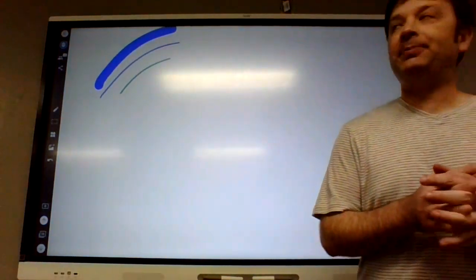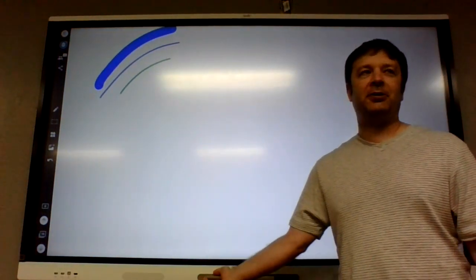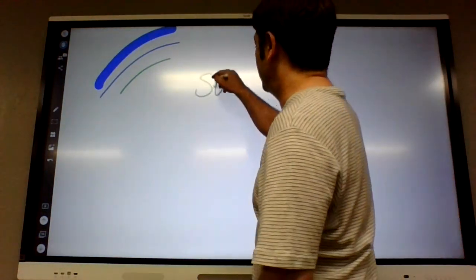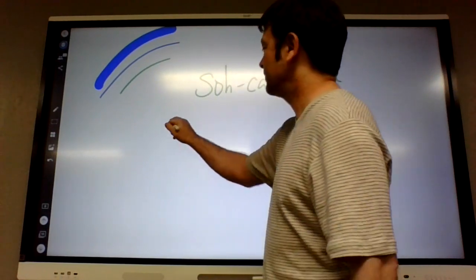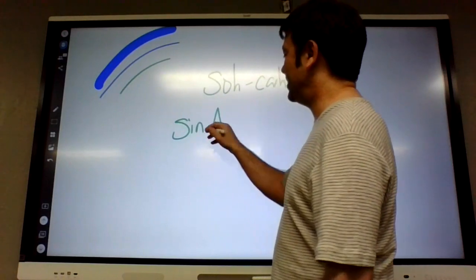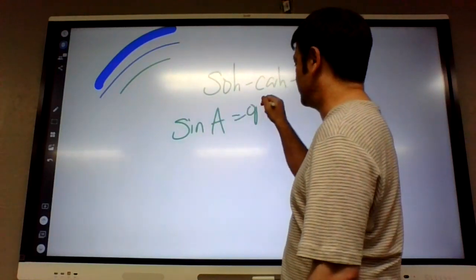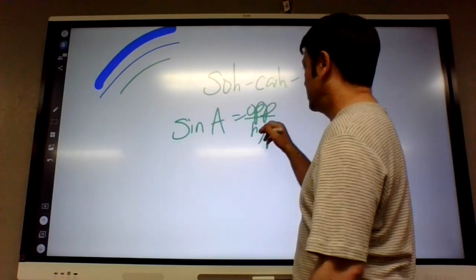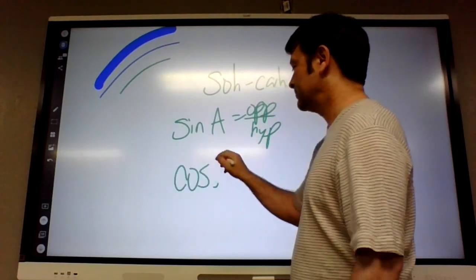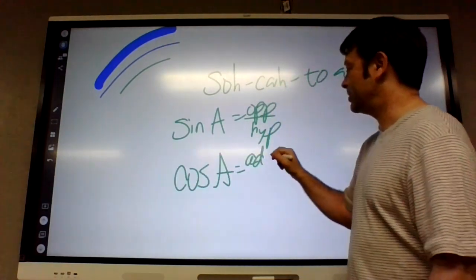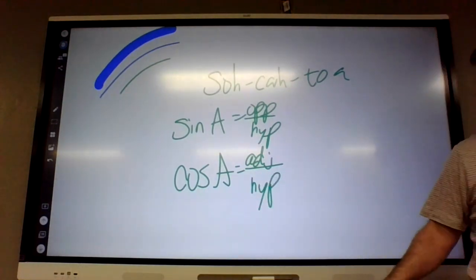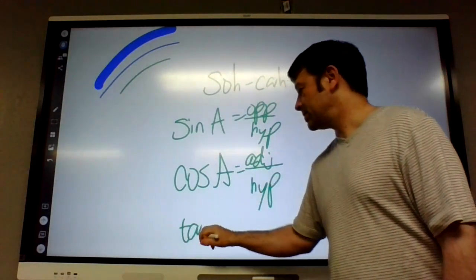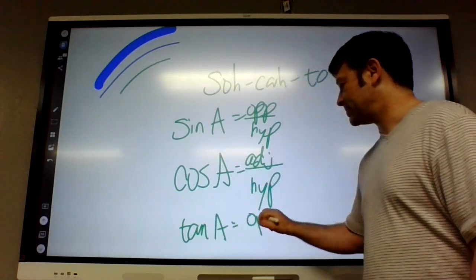The trigonometry chapter. What's the first thing we learned in trigonometry? SOHCAHTOA. What does SOHCAHTOA stand for? Sine, cosine, and tangent. Okay, sine of the angle equals opposite over hypotenuse. Cosine equals adjacent over hypotenuse. And TOA, tangent equals opposite over adjacent.